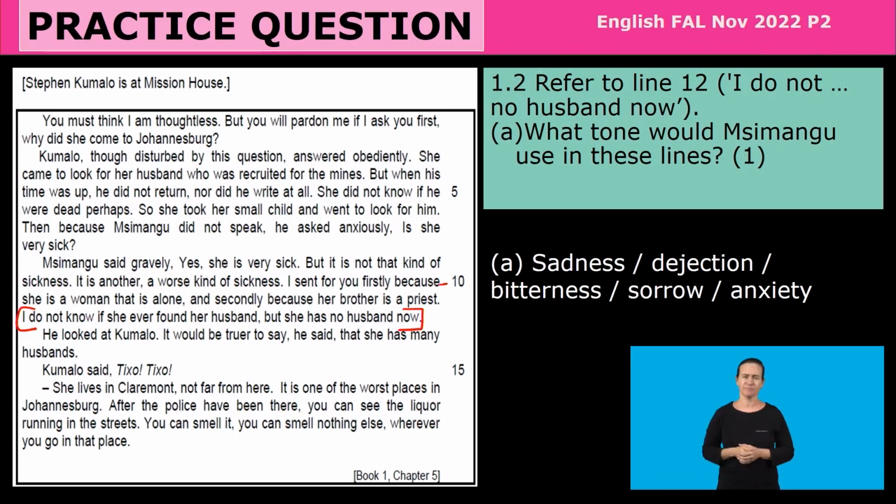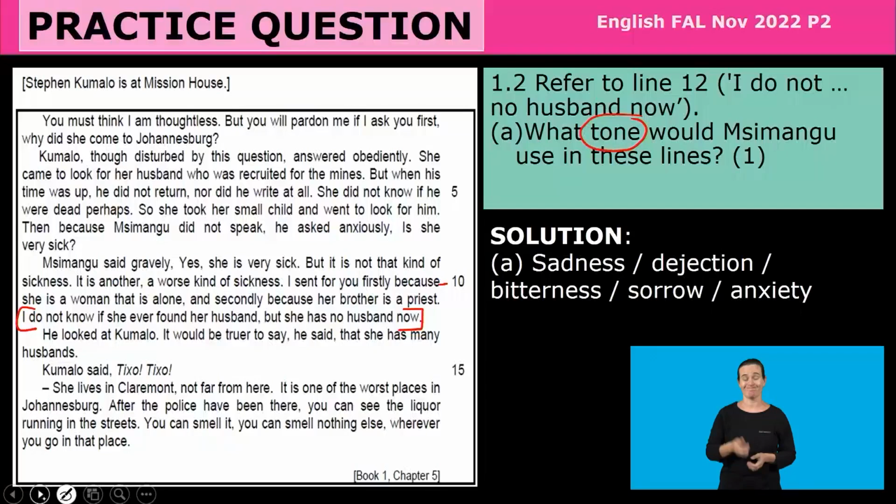So what tone does Msimangu use in these lines? So our tone is identified. Remember, tone is how something is said, all right, the way in which the words are uttered. So in this case, his tone is either of sadness, dejection, bitterness, sorrow, or anxiety, all right? So he says that her husband is no longer there, all right? But she never ever found him when she came.